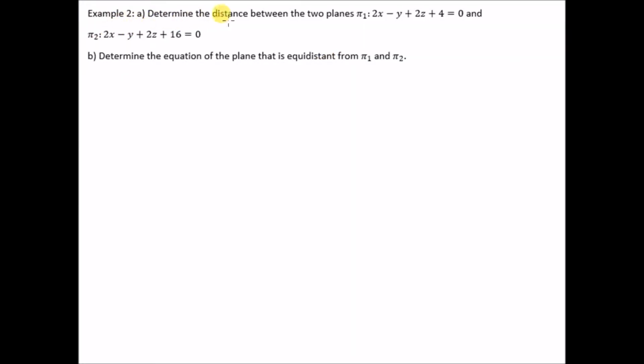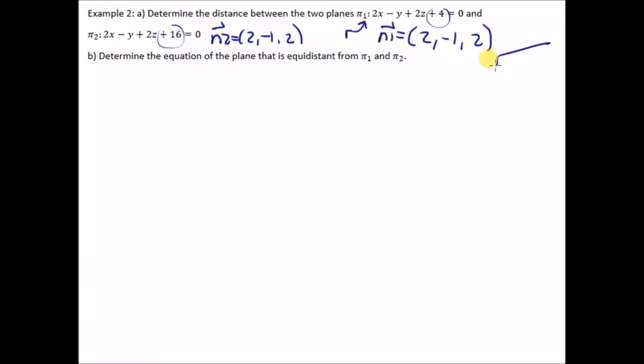Okay, determine the distance between these two planes. If you take a look, normal 1 is 2, -1, 2, and normal 2 is 2, -1, 2. So these are the same normals, but they have different d values. So we know that these two planes are parallel. This is going to look very similar to what we did in the previous section, where we need a point on one plane, and then we find the distance between that point and the other plane.